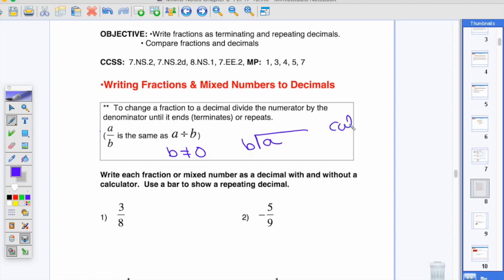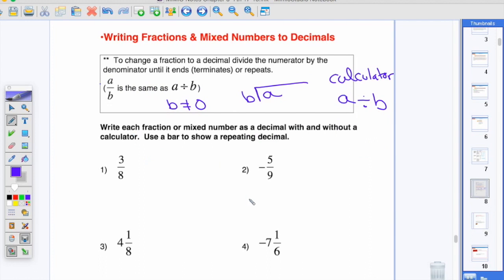And if you were using a calculator, the a would go into your calculator first, or your numerator, and then the denominator would go in second. So it would be a divided by b into your calculator. We're going to write each fraction or mixed number as a decimal with and without a calculator. So we're going to use a bar to show a repeating decimal. So the first thing that we're going to do is let's try it without a calculator.